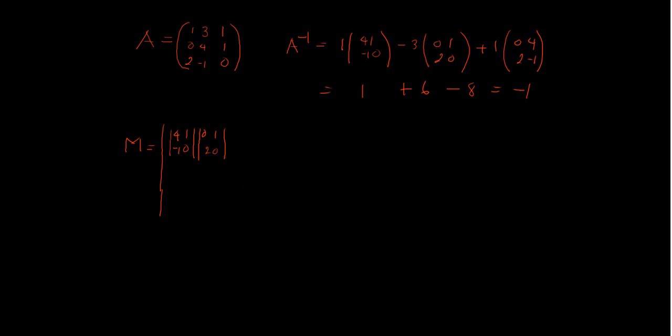The third minor matrix: from this one we remove the corresponding column and row, and you get 0 4 2 minus 1. So this is your first row of minor matrices. Likewise, you have to fill in the rest of the minor matrices like this.